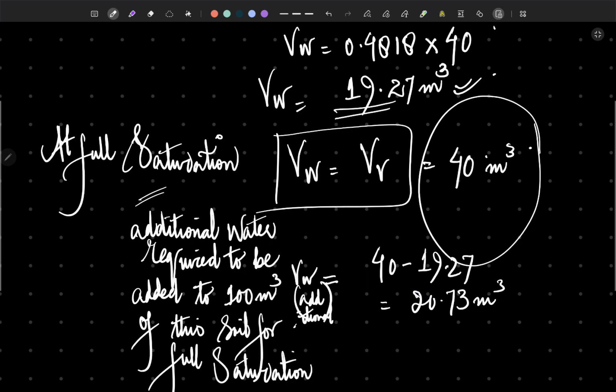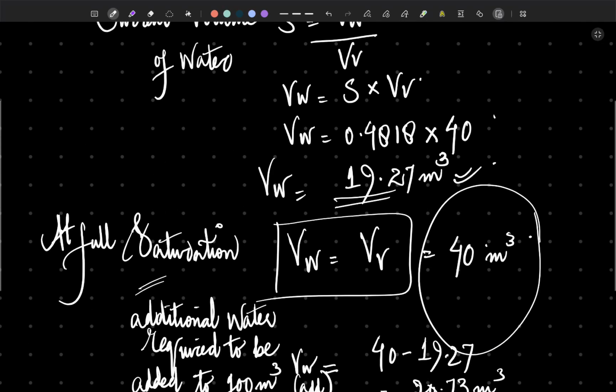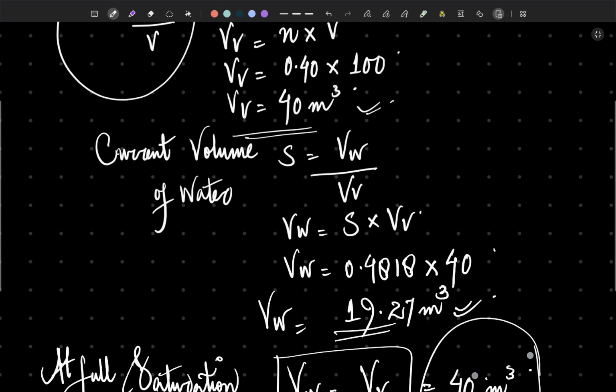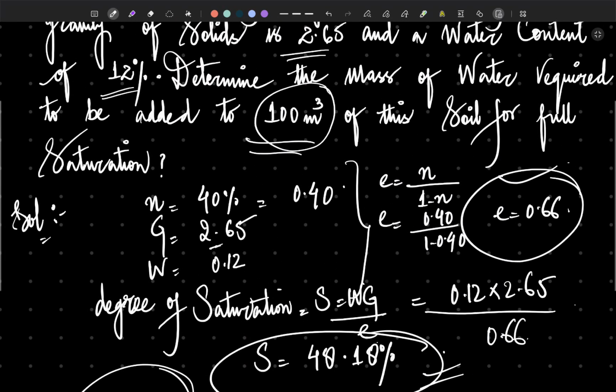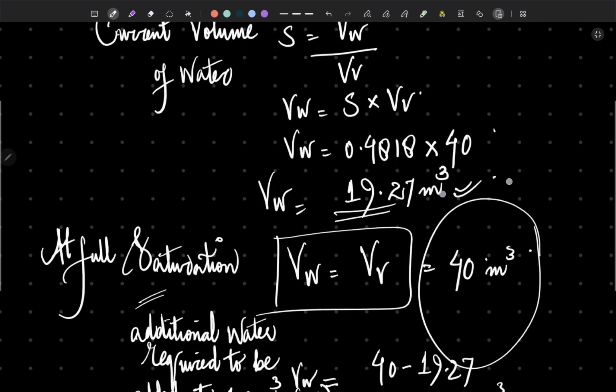So this is the total volume of water we need to add to this 100 cubic meters of soil so that it will be fully saturated. All the voids will be filled with only water and there will be no air phase at all. Soil will be completely reduced to a two-phase system. So we have found the volume, but the question demands that we determine the mass of the water required.